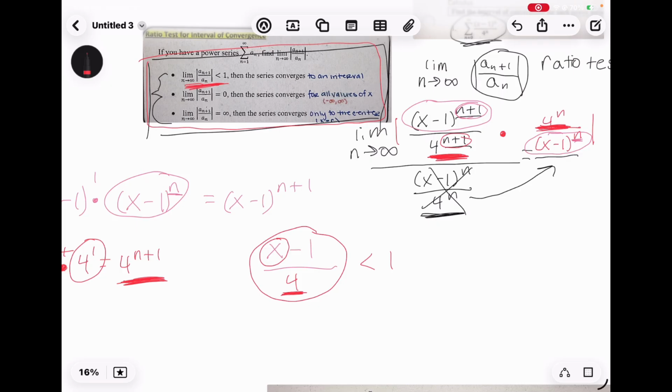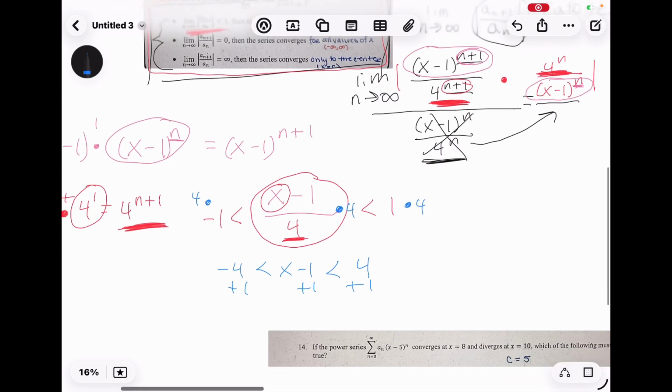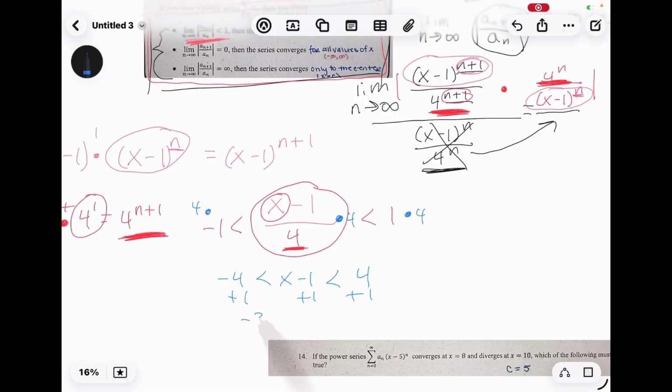Okay, so the ratio test states that it's -1 to 1. And I want to get x by itself, so I would be multiplying this by 4. Multiplying it by 4, this would be -4 less than x minus 1 less than 4. Multiplying both sides by 4. And then we add 1. So this would give us -3 less than x less than 5.